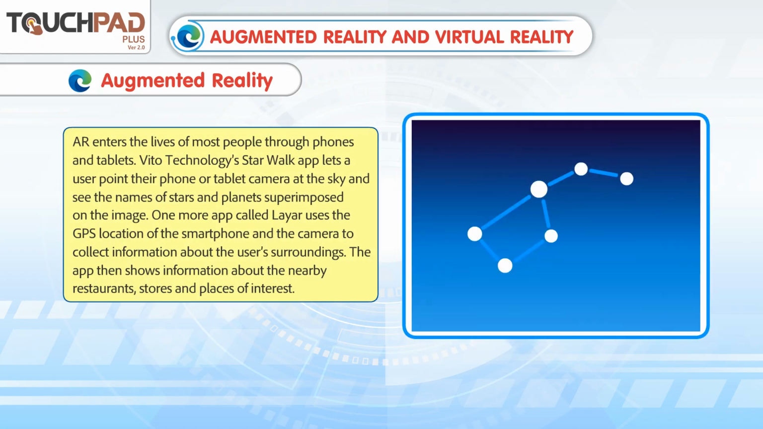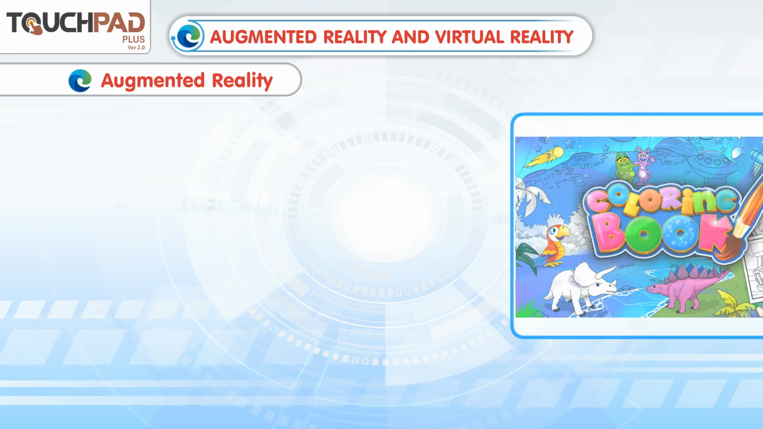AR enters the lives of most people through phones and tablets. Vito Technologies' StarWalk app lets a user point their phone or tablet camera at the sky and see the names of stars and planets superimposed on the image. One more app called Layar uses the GPS location of the smartphone and the camera to collect information about the user's surroundings. The app then shows information about the nearby restaurants, stores, and places of interest.